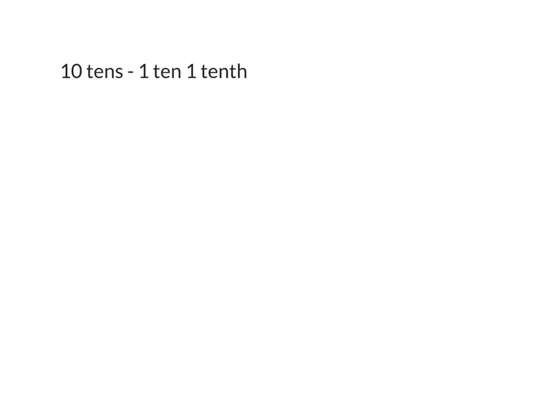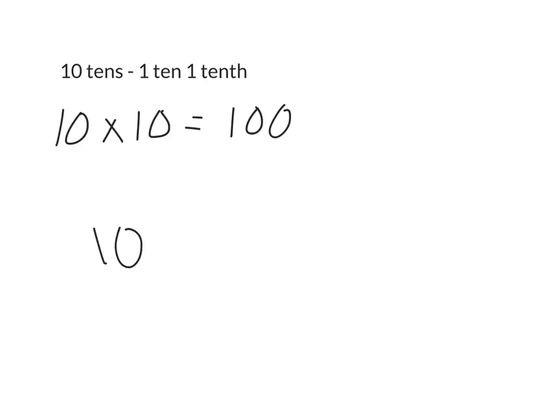And I can see here that 10 tens would be the same as having 10 groups of 10, and that will equal 100. So now I'm going to take the number 100, and I'm going to be subtracting from that. Now, the second portion of that expression is 1 ten 1/10.